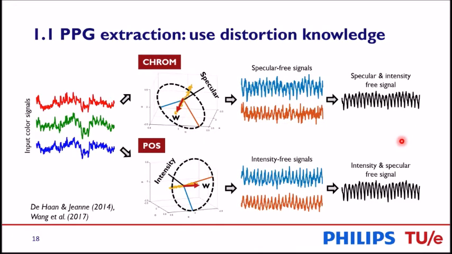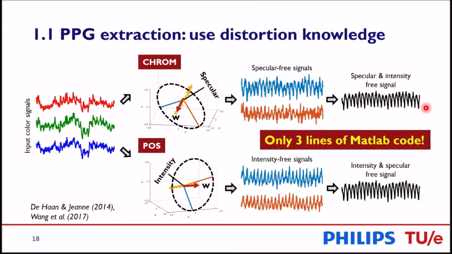If describing these 2 approaches in terms of the signals, first we project the 3-dimensional space onto a plane orthogonal to the first direction, and this direction can either be the specular variation direction or the intensity variation direction. And then on the orthogonal plane, we do a second separation to further separate the one distortion source and the pulse signal. And the pulse signal will be used as the final output. And these 2 approaches only require 3 lines of MATLAB code.